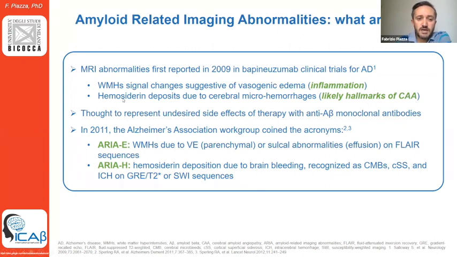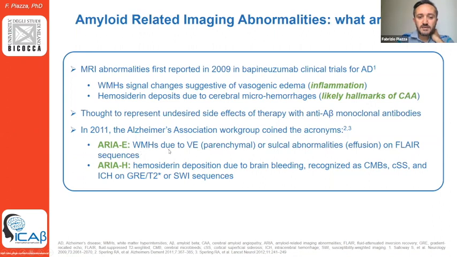And also some imaging abnormalities representing hemosiderin deposits, so cerebral microhemorrhages, so brain bleeding related to exposure to the drug. Since there was a very high incidence of this event in treated patients, the FDA and the Alzheimer's Association thought that this was a side effect closely related to this anti-beta amyloid monoclonal antibody treatment. They established a working group and a roundtable in 2011, where they coined the two acronyms, ARIA-E.